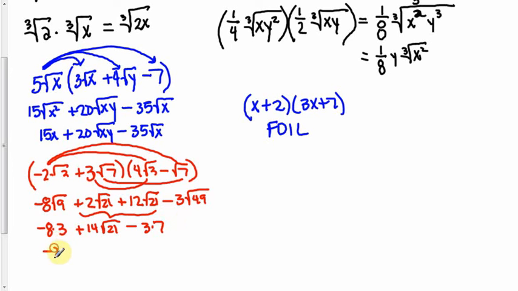So I will get negative 24 plus 14 root 21 minus 21. Do you see that there are 2 more terms that can be added together? The 2 numbers, negative 24 and negative 21, both negative. So you add the numbers, keep the negative sign. That's going to be negative 45 plus 14 root 21. 21 does not have any perfect square factors in it, so that's my final answer.